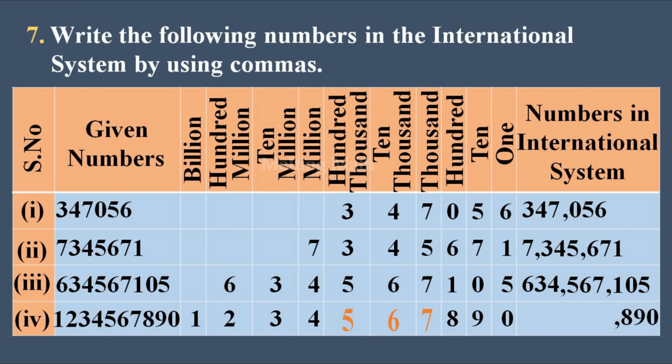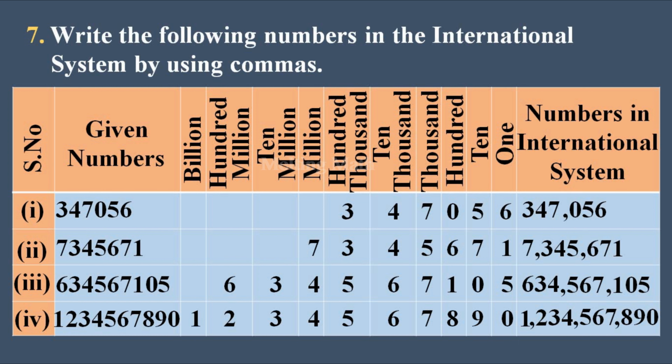Then thousands, 10,000, 100,000s come under the thousands period. So just put a comma here. Then million, 10 million, 100 million come under the million period. So just put a comma here. In the billion period, 1 is there. So just write 1. That's it. Okay, so this is how you have to put commas based on the international system.